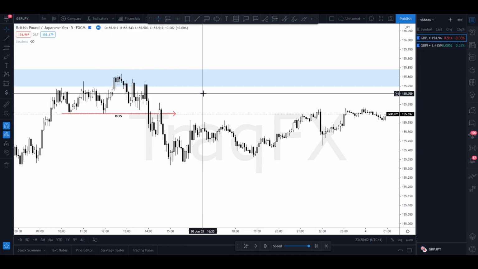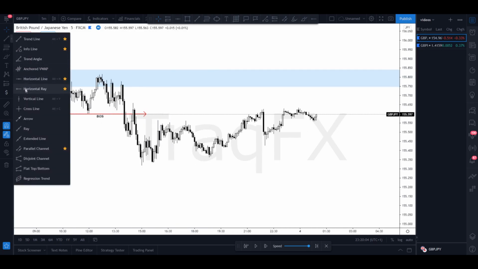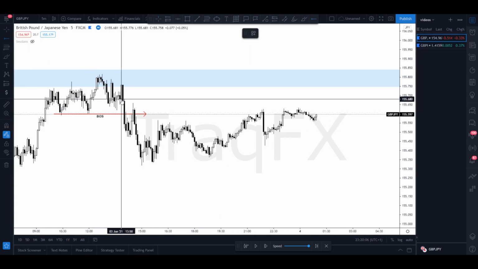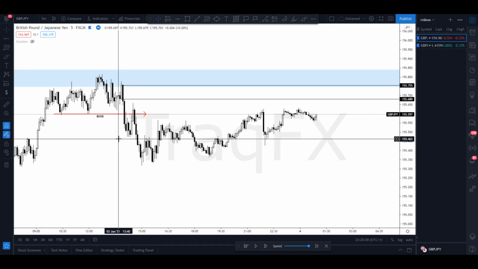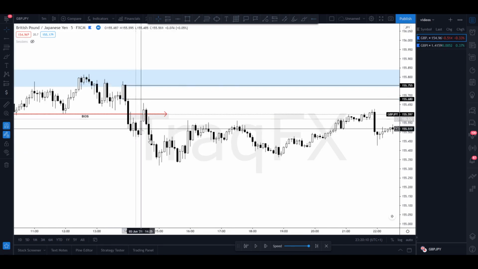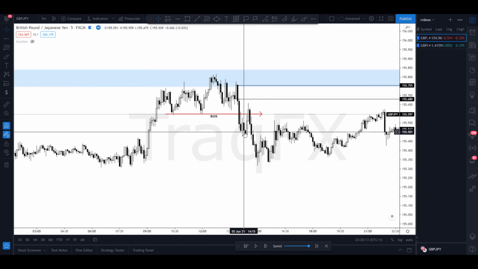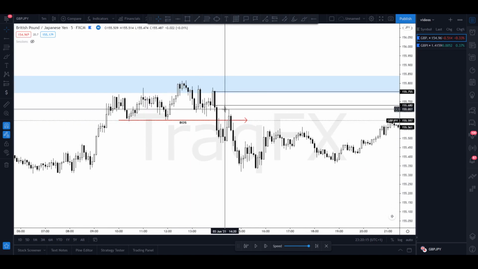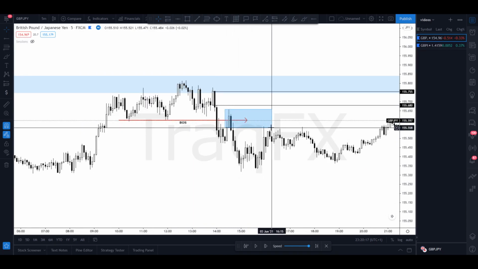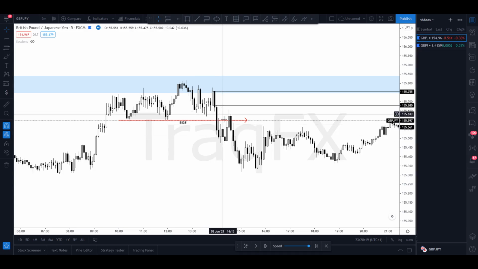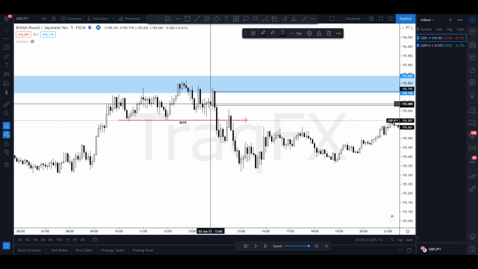So generally my ideal area of focus would be this institutional candle right here, from here to here, because this is that last institutional up candle before the move down that broke structure, right? Now I wouldn't be focusing on this institutional candle because this isn't the one that was responsible for that break of structure. This one right over here is.